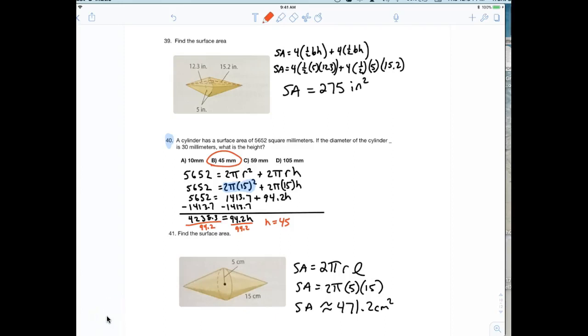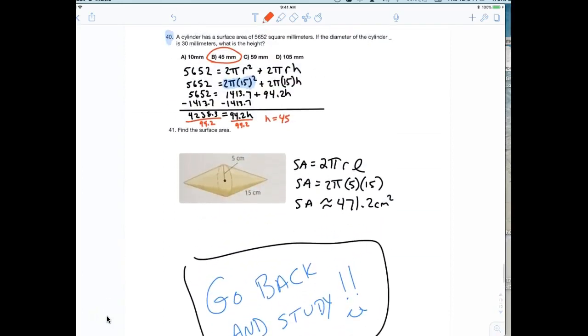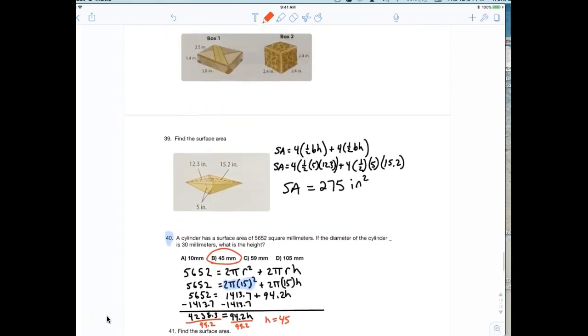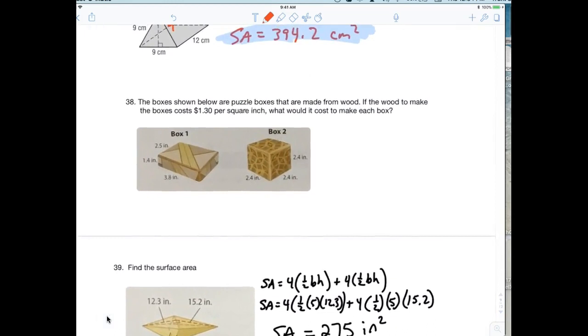All right, here we go. So let's go to the end, please. We did 40 yesterday. We did 40 together. All right. So there you have 40. All right. Now let's take a look at question number 38.